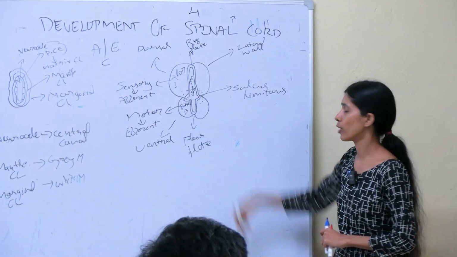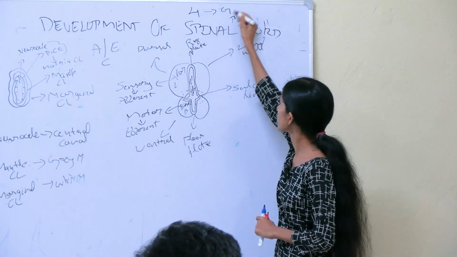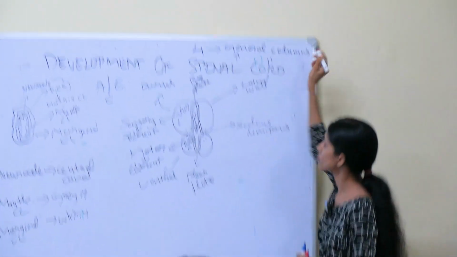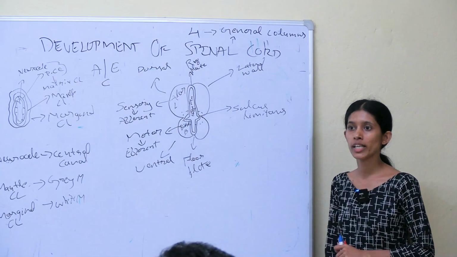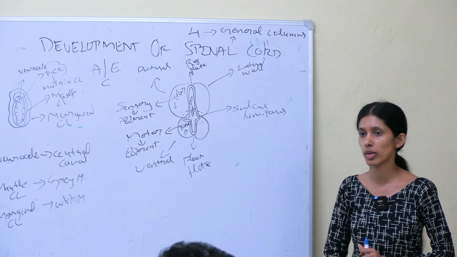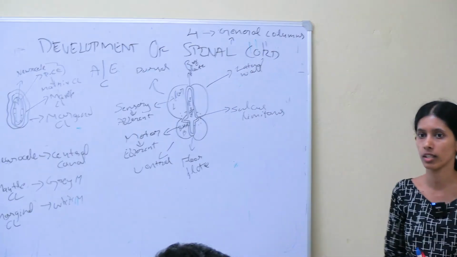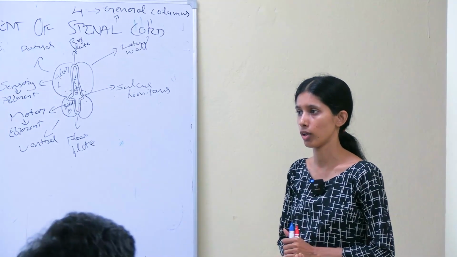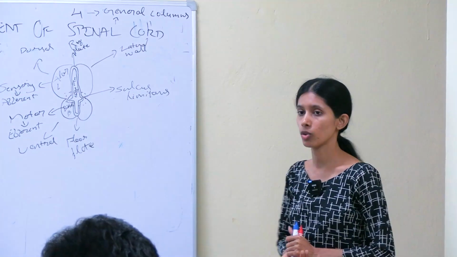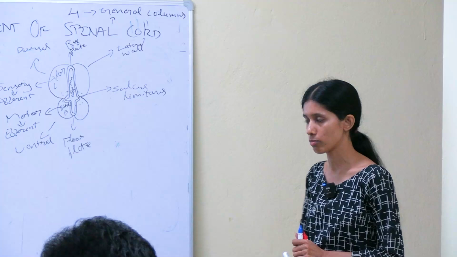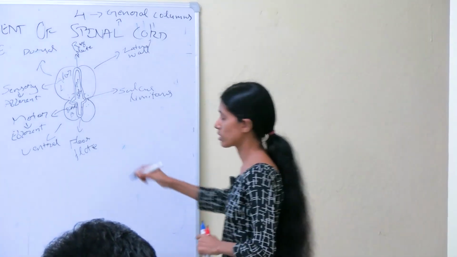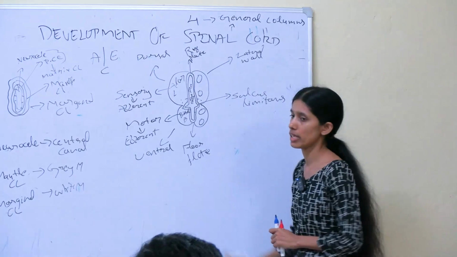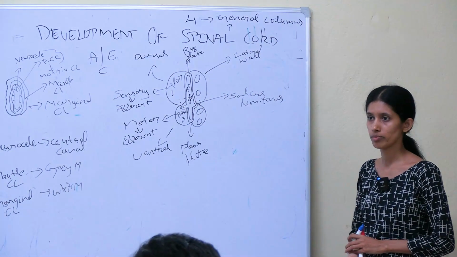In your spinal cord, we can see the 4 columns, okay, and all the 4 columns are general columns. Only in your brain we can see the special columns along with the general columns, but in your spinal cord we can see only the general columns. Okay. So in the spinal cord totally we have 4 general columns. What are those? 2 are present in your alar lamina part and 2 are present in your basal lamina part. Can you name them?